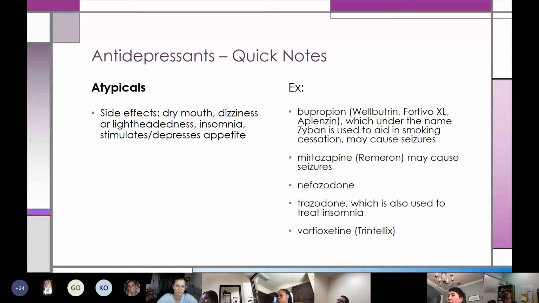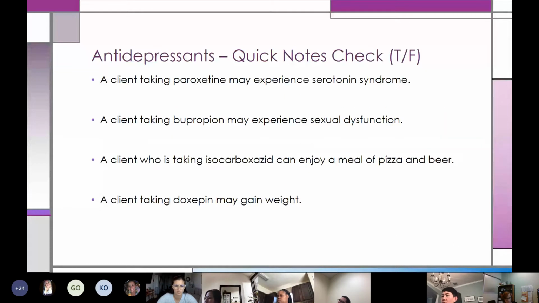All right, a client taking bupropion may experience sexual dysfunction. What is bupropion? It's also used for smoking cessation. Yep. So Wellbutrin is an atypical drug, so sexual dysfunction is not a side effect for this particular drug.